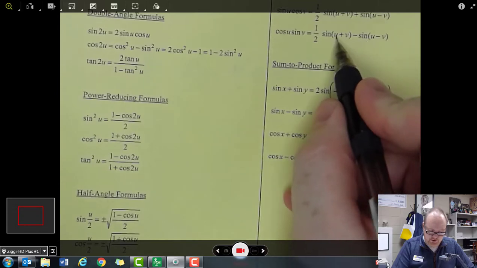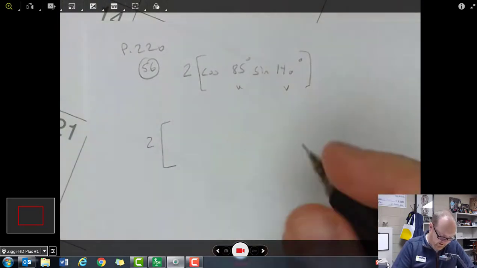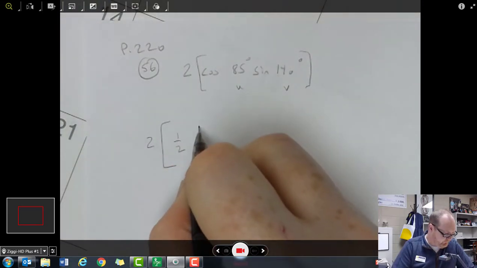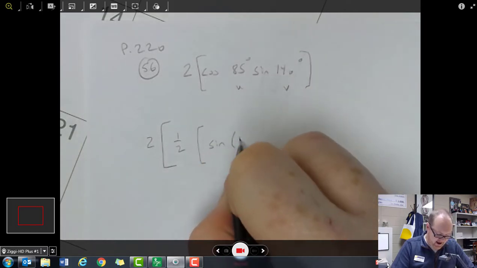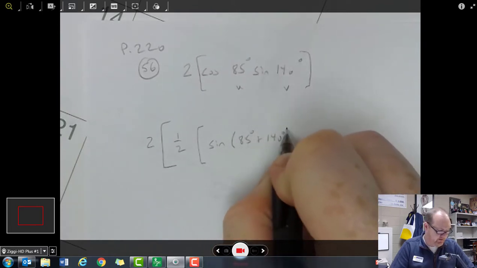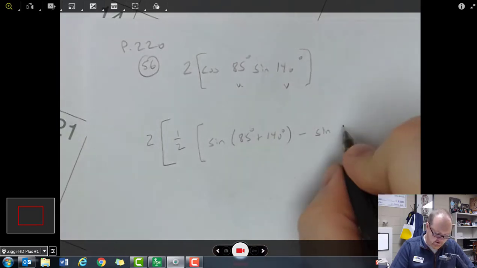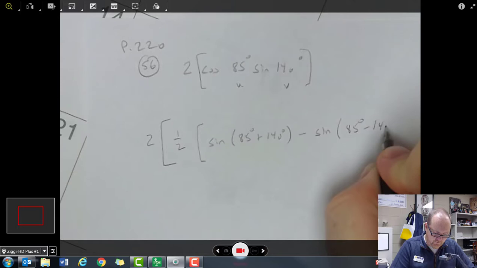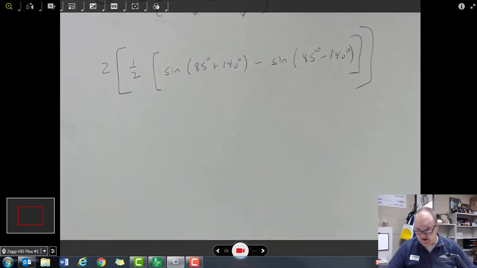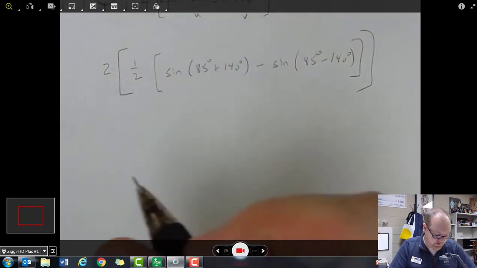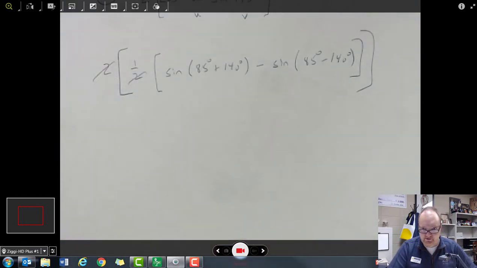So everywhere we have a u, we're going to put in 85. Everywhere we have a v, we're going to put in 140. So that becomes a 1/2 times the sine of 85 plus 140, and then minus the sine of 85 minus 140 degrees. All right, so the rest is just the arithmetic. So notice a couple of things. One is I have a 2 times 1/2. Those are going to actually just cancel each other out.